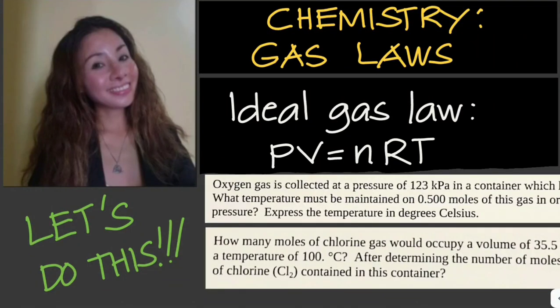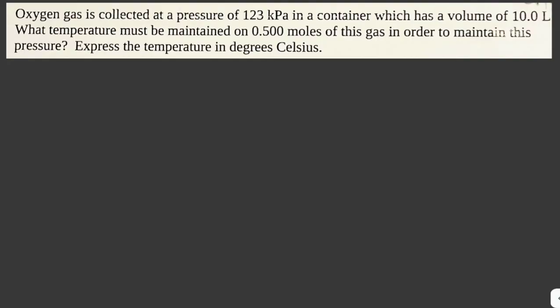Let's solve some problems on gas laws. We're given here some problems on ideal gas law. Oxygen gas is collected at a pressure of 123 kilopascal in a container which has a volume of 10 liters. What temperature must be maintained on 0.5 mole of this gas in order to maintain this pressure? Express the temperature in degrees Celsius.